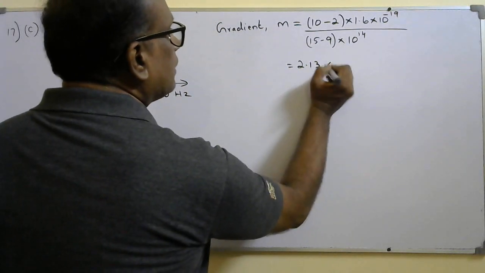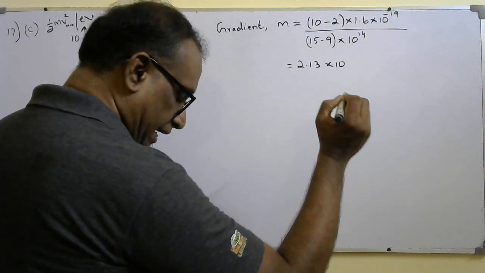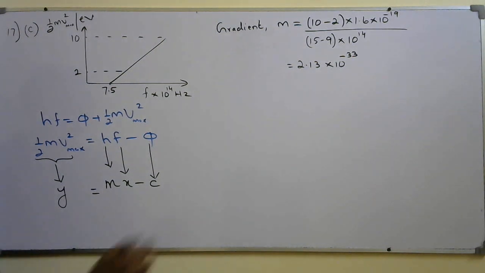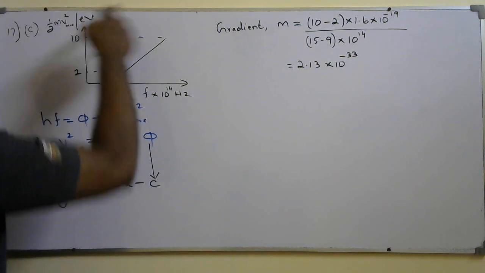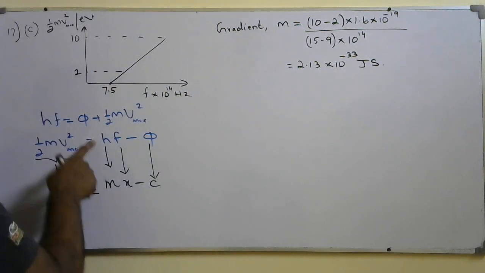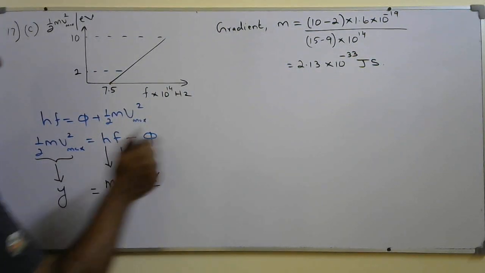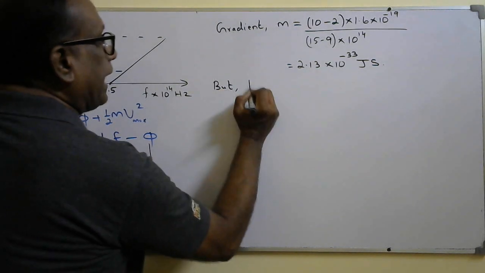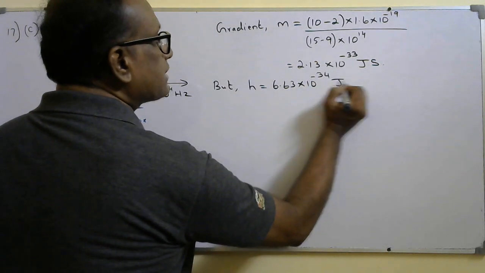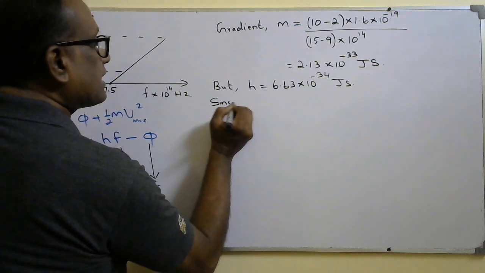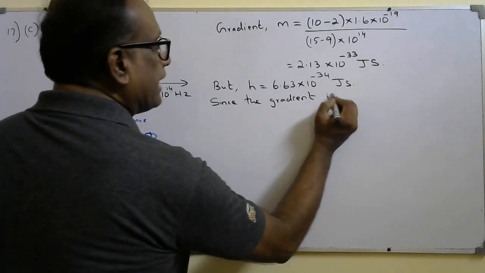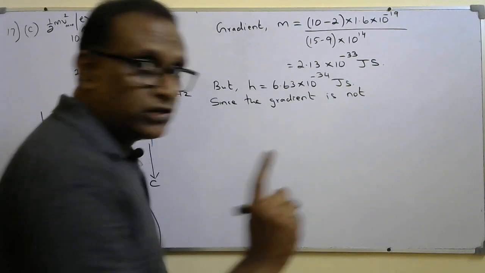So I get 2.13 × 10^-33 joule second. The y-axis I converted to joules, and this is frequency per second. But we know that the gradient must be equal to the Planck constant, h equals 6.63 × 10^-34 joule second. So the gradient is not equal to it, but it must be equal to the Planck constant.